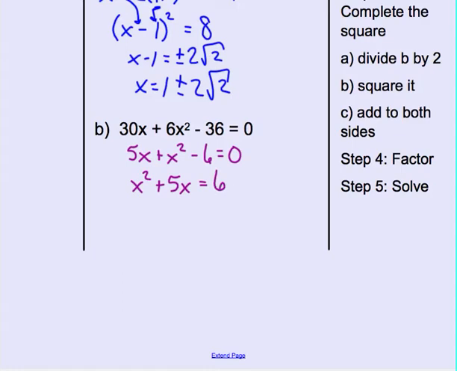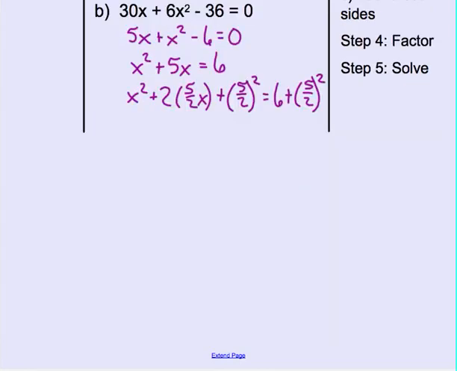Divide b by 2. Square it and add it to both sides. Factor, remember this is the part where you're not thinking about the factoring, we forced it into this perfect square trinomial, so we just throw it into the binomial squared.